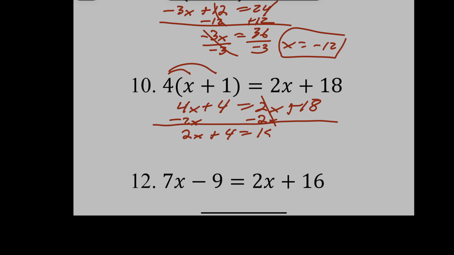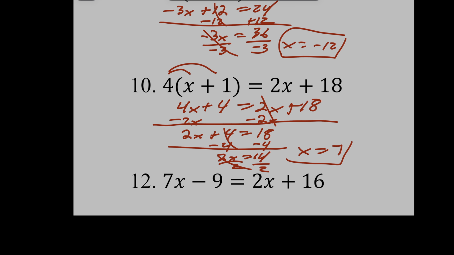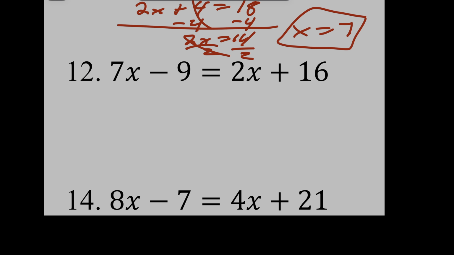Okay? Now this looks like one before, just a normal two-step problem. I'm going to get rid of the number, and that's going to allow me to have my 2x all by himself, which means I can divide, and when I do that, my x is going to equal 7. Okay, let's move on to number 12.